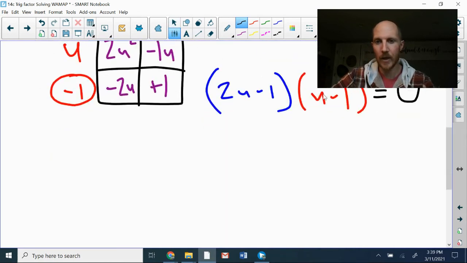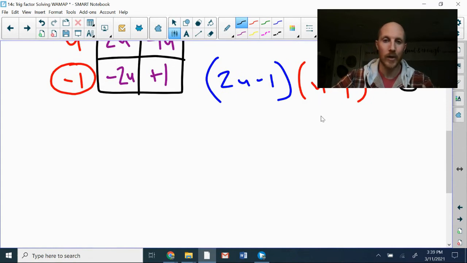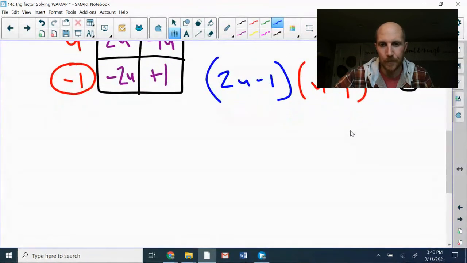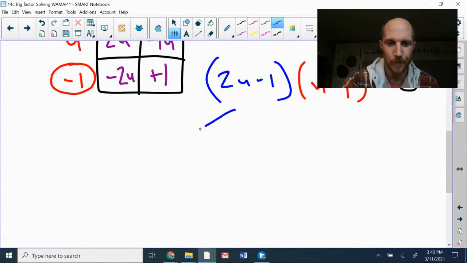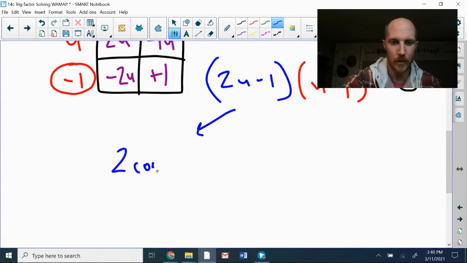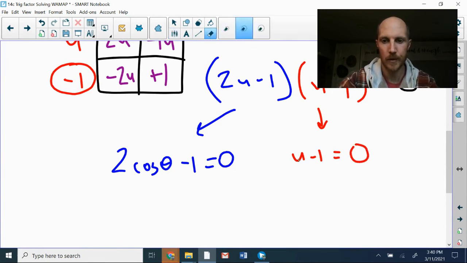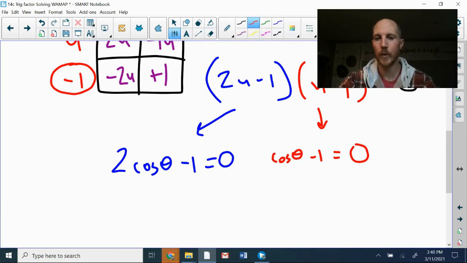And then that brings us to step 3. We're going to separate those two factors and set each factor separately equal to 0. And while I am doing that, I'm also going to go ahead and substitute that u back as cosine of theta, because otherwise, I won't be able to do step 4. 2 cosine of theta minus 1 equals 0. The red one, cosine of theta minus 1 equals 0.